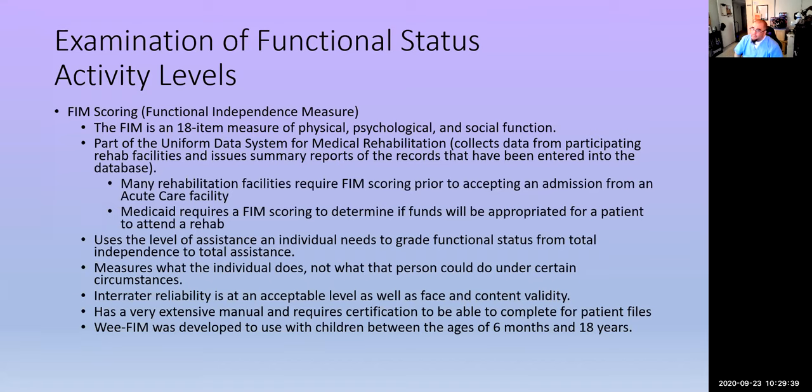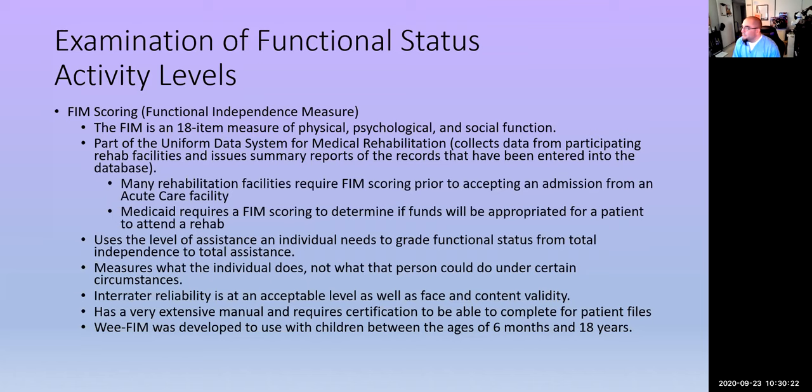Now, does that mean all those 18 items are fun to do? No, because one of them is self-care. That's not always a fun thing to do. It does have a very extensive manual. Hold on. I thought I had one. So there's the FIM manual. It is 432 pages on how to do a FIM for 18 items.